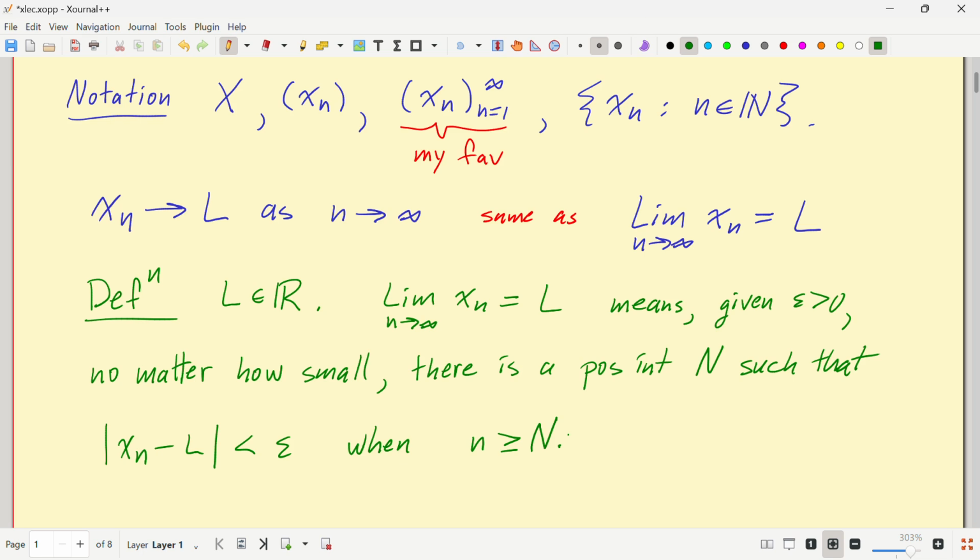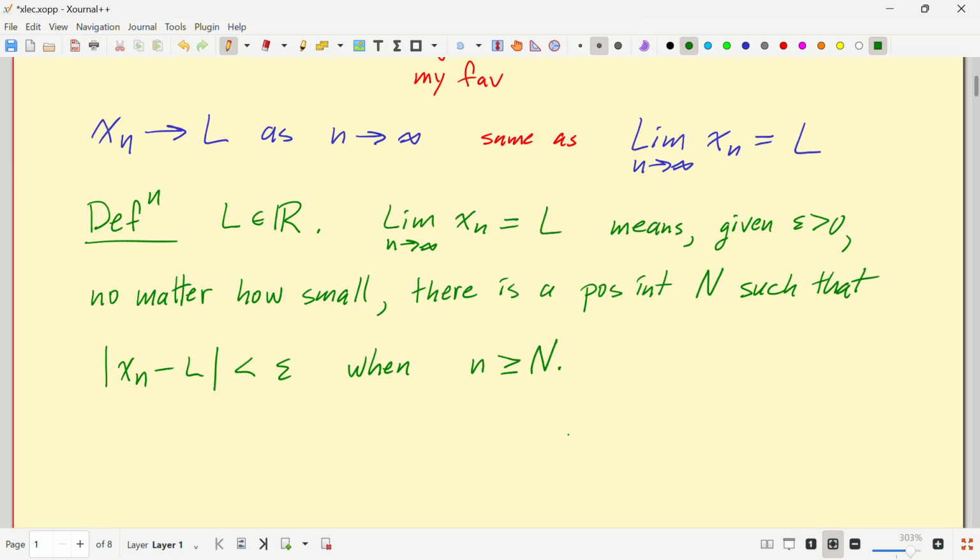By the way, the book uses a greater than or equal to N there. Some books just say greater than N. So greater than N gives the same definition.